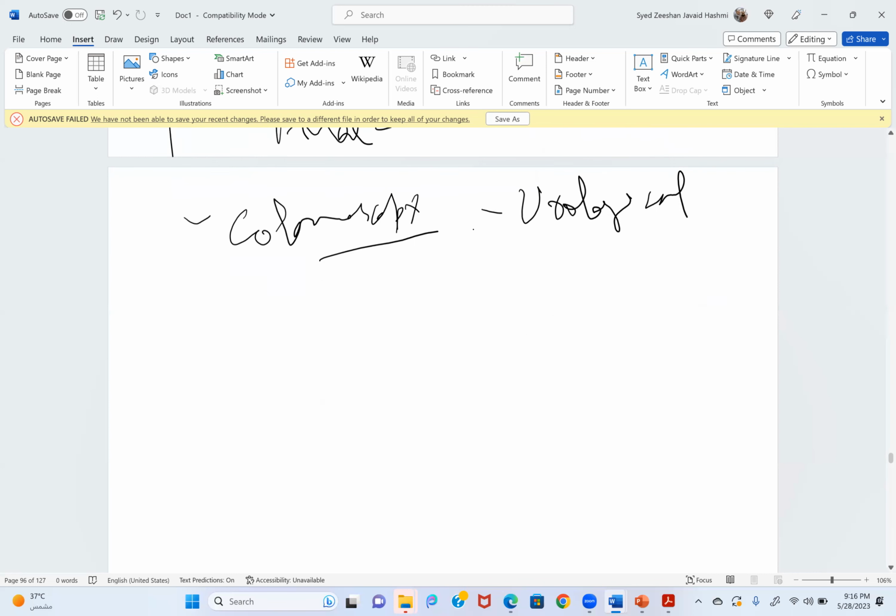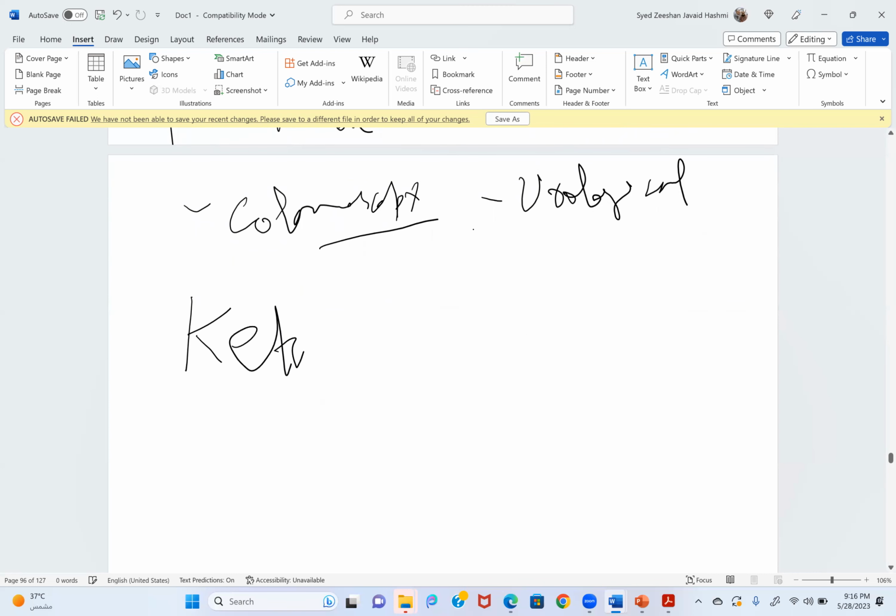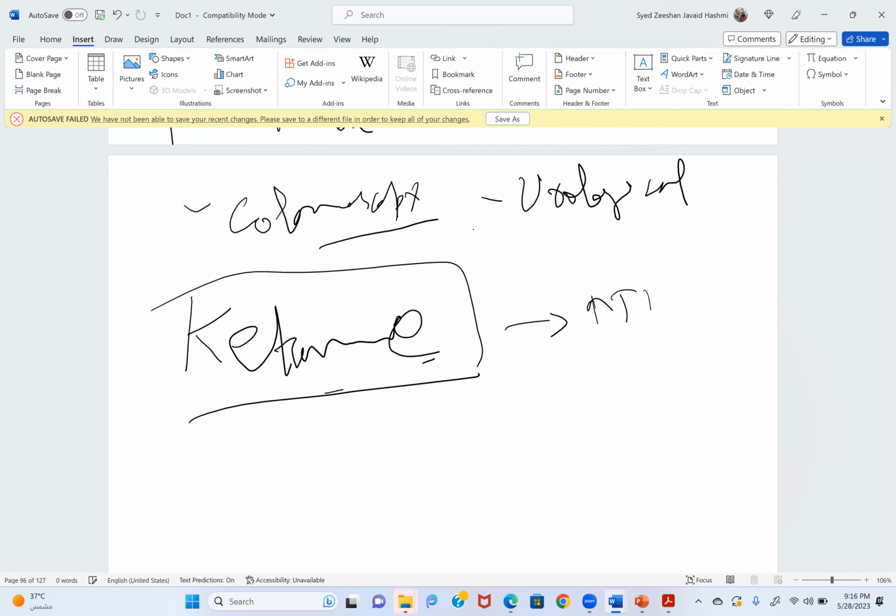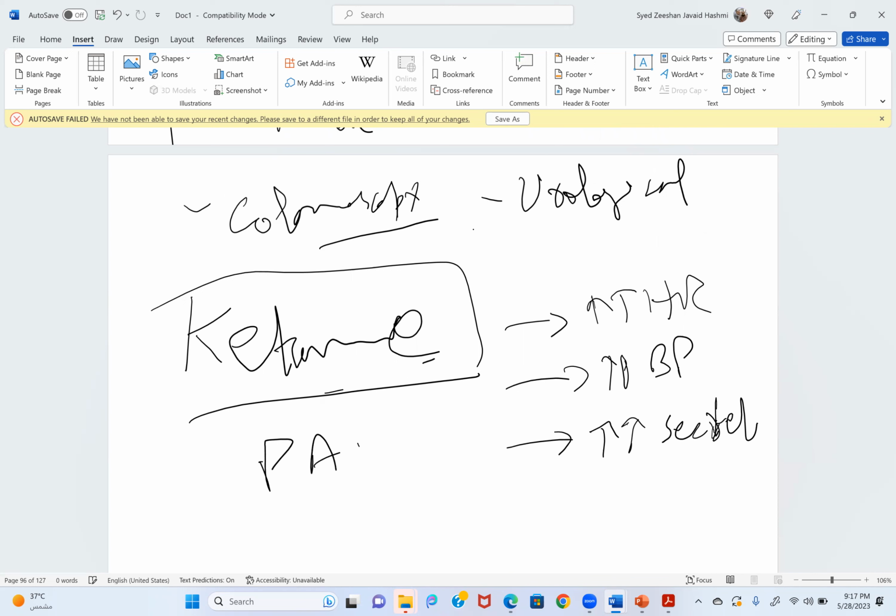Okay, so today we will discuss a few points about ketamine. Everyone is afraid of ketamine, that it will cause an increase in heart rate, an increase in blood pressure, and it will increase the secretions. What else? Increase in pulmonary artery pressure, increase in systemic vascular resistance. There are so many things documented as bad points about ketamine.